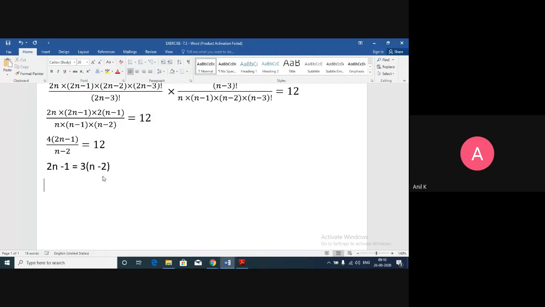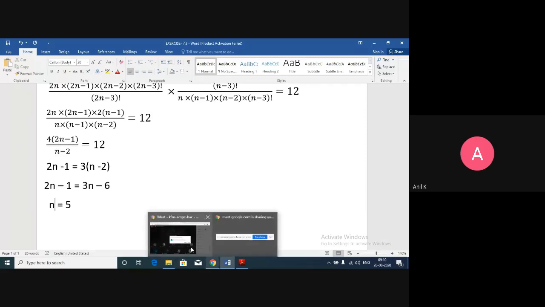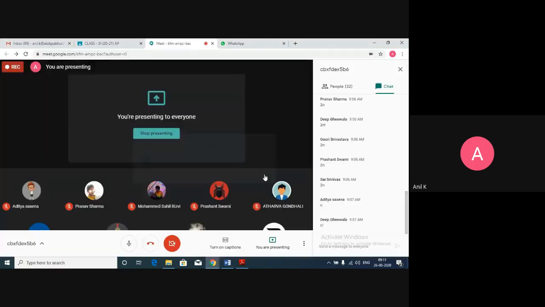So 2n minus 1 is equal to 3n minus 6. If I simplify, I think I am going to get n equals 5. That is my value of n. Is that clear for everyone? Okay, good.